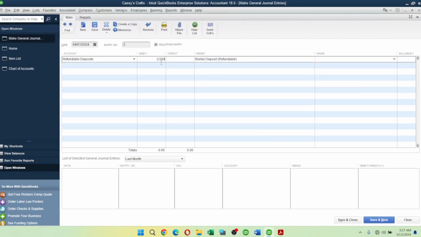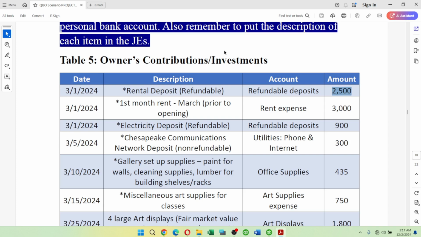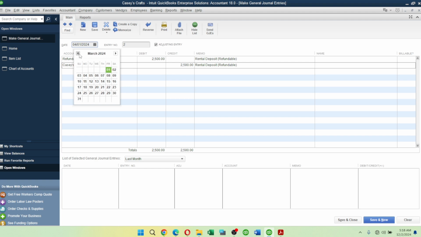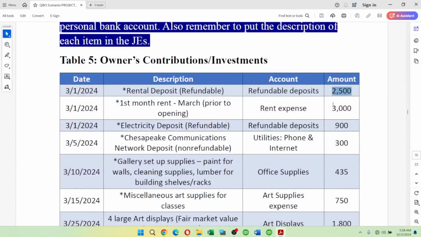So we're going to debit this account. Then we're going to credit Cassis bank account, because the money is coming from Cassis bank account, and the date is going to be 1st March. So we still have other transactions.